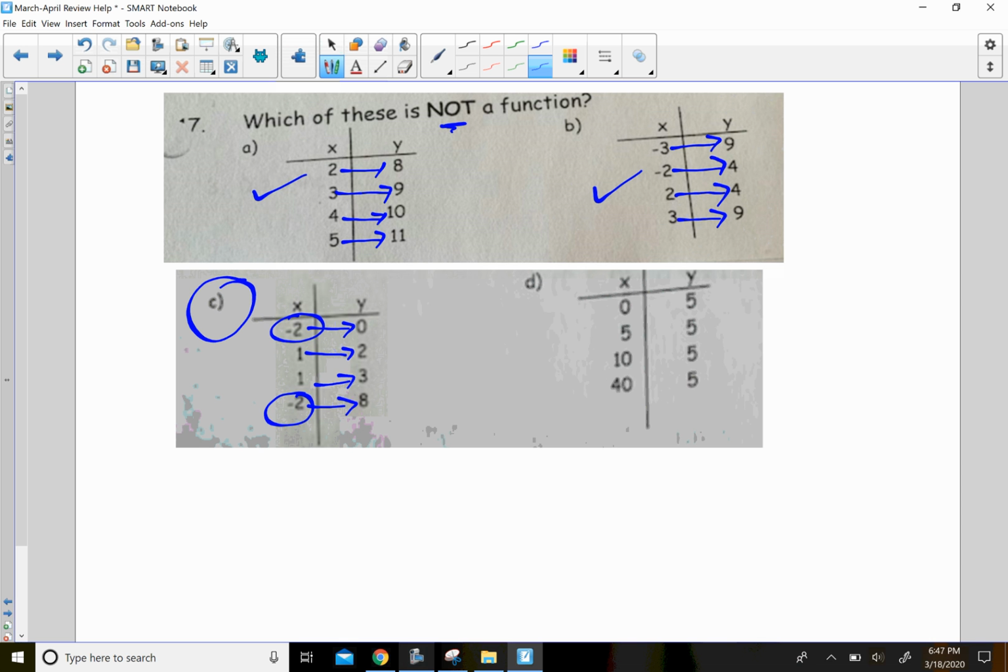Let's check the last one to be sure. 0, I'll get a 5. 5, I get a 5. 10, I get a 5. 40, I get a 5. So the output is always a 5, but every input has only one answer. There aren't multiple things for the same input. So C is the one that is not a function.